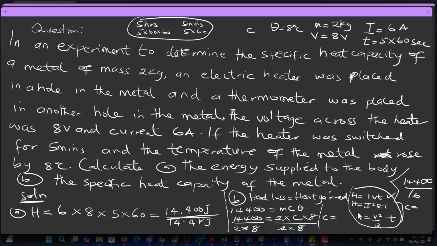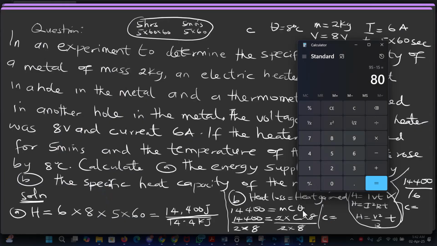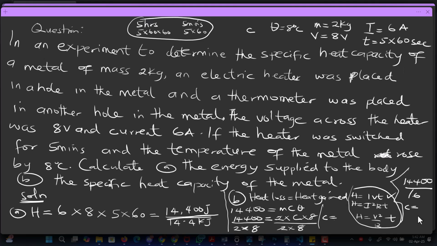So let's just bring up our calculator again and check what the answer is going to be. My calculator is already up here. So let me clear this one. So I'll say 14,400 divided by 16. So the answer is what? 900. So the answer is going to be 900.